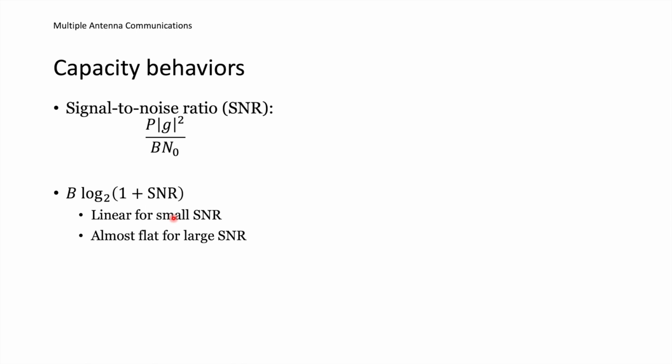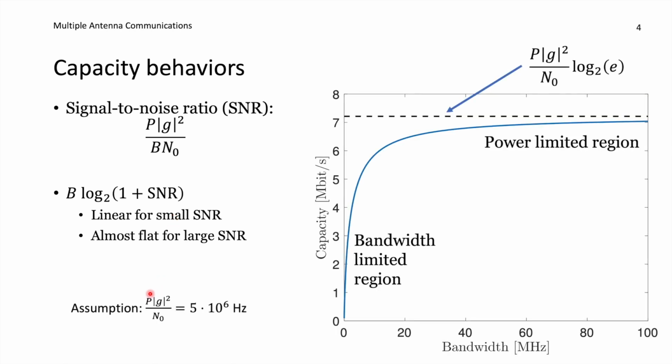And let's focus on the bandwidth and keeping the power fixed. Here I've selected that P times the absolute value square of G divided by N naught has a particular value. And there I'm changing the bandwidth from something close to 0 Hz up to 100 megahertz. And you see the capacity here in megabits per second.